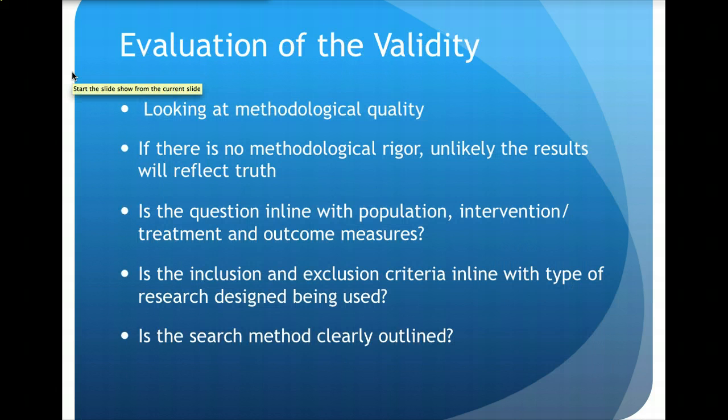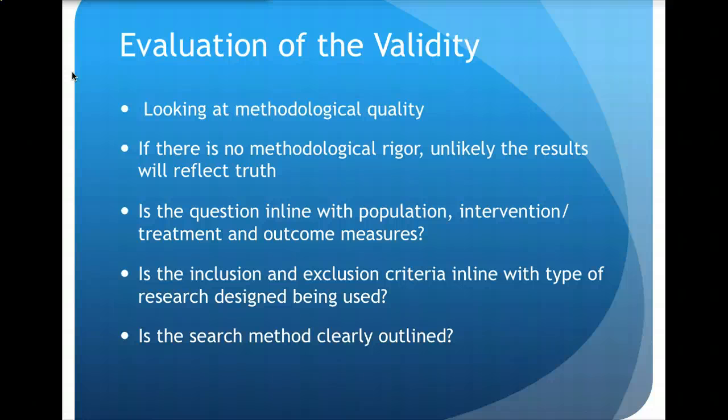So, when you're evaluating the validity of a study, you're looking at the methods again, okay? You want to look at the quality of the methods. Is the question in line with the population, intervention, treatment, and outcome measures? Were they clearly defined? What is the population? What is the intervention or treatment? And what are the outcome measures? You should be able to pinpoint that, and you should be able to write what they are.